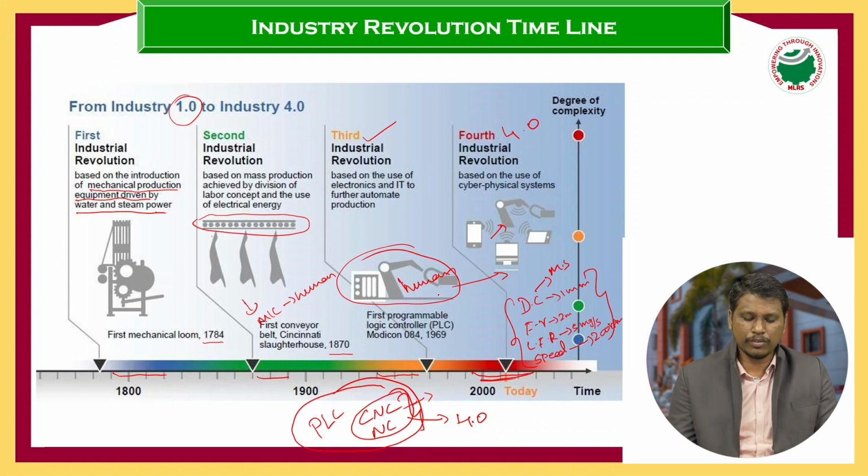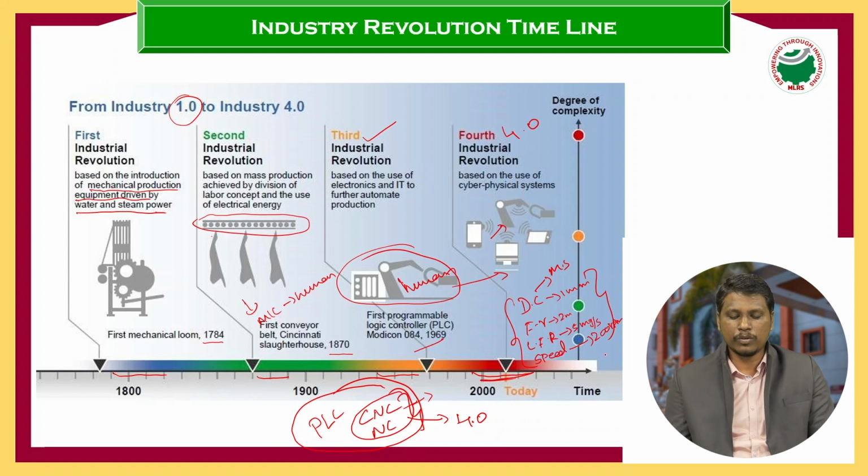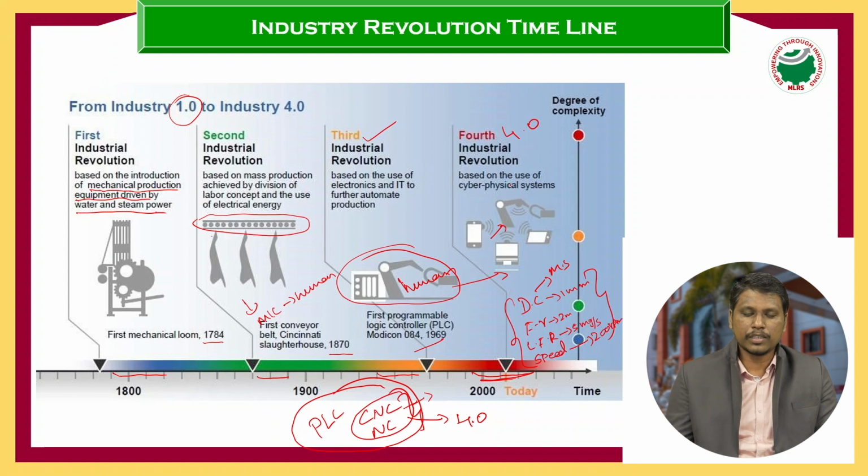The third industrial revolution, what things happened, I explained very deeply. And after that, from the third, Industry 4.0 happened. In that 4.0, I clearly explained what things happened and what is happening in present industries; all of this comes under Industry 4.0. And the degree of complexity is increasing from Industry 1.0 to 4.0.